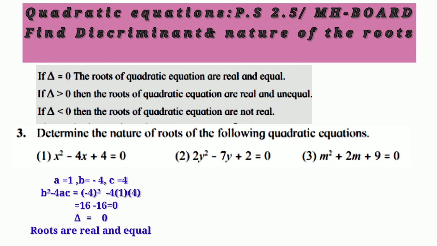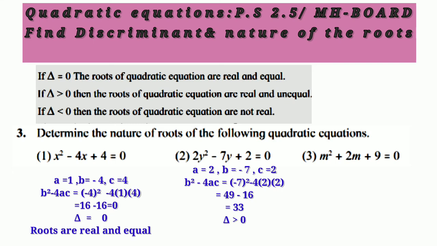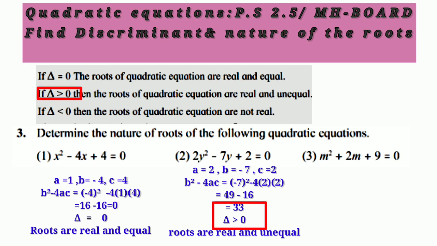The second equation is 2y square minus 7y plus 2 equals 0. Here a is 2, b is minus 7, c is 2. So b square minus 4ac, or discriminant, is equal to minus 7 square minus 4 into 4. That gives us 49 minus 16, which is 33. So the value of the discriminant is 33, which is greater than 0. If the value of the discriminant is greater than 0, then roots are real and unequal.